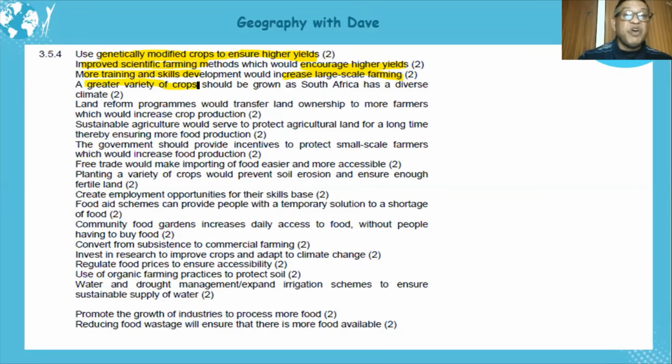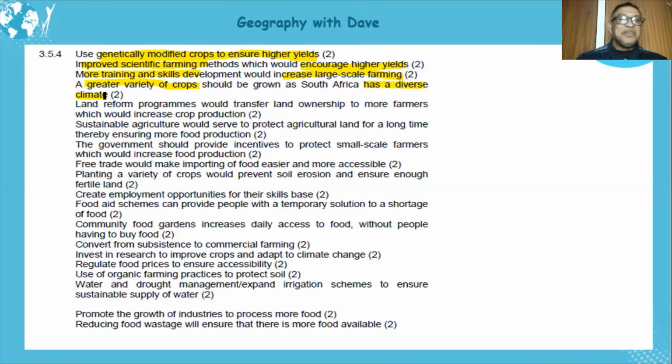Greater variety of crops grown. South Africa has a diverse climate, so you grow a variety of crops. You understand? And let's look at it in various ways. If one crop fails due to certain conditions, another crop will survive. Also, variety may create various nutrition, etc.